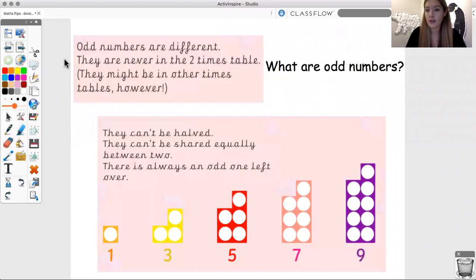So what are odd numbers? Odd numbers are different. They are never in the 2 times table. They might be in other times tables though. They cannot be halved. They can't be shared equally between 2. There is always going to be an odd one left over, hence the name. So if we split, well, we can't split 3 into 2 because we would have 2 and a 1. So there's always going to be 1 left over. It is not fair, it's not even, it is odd.